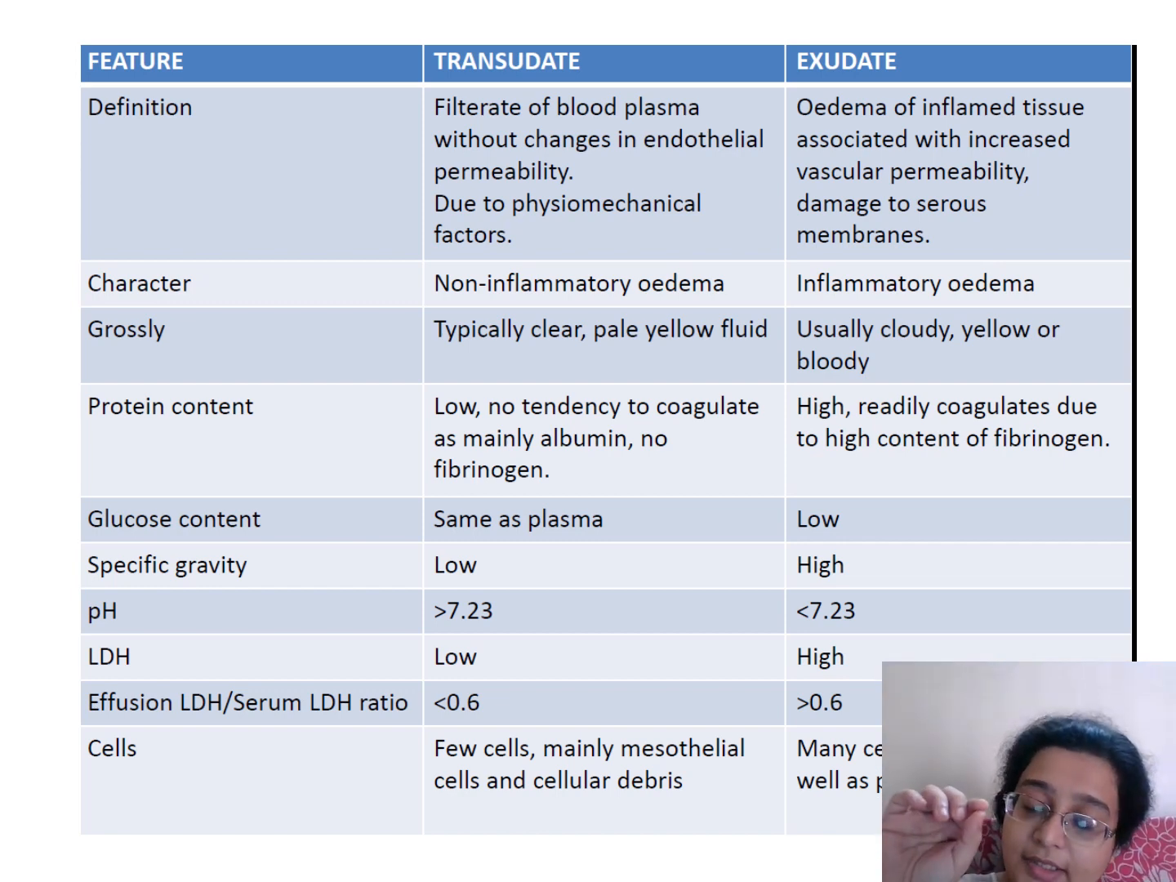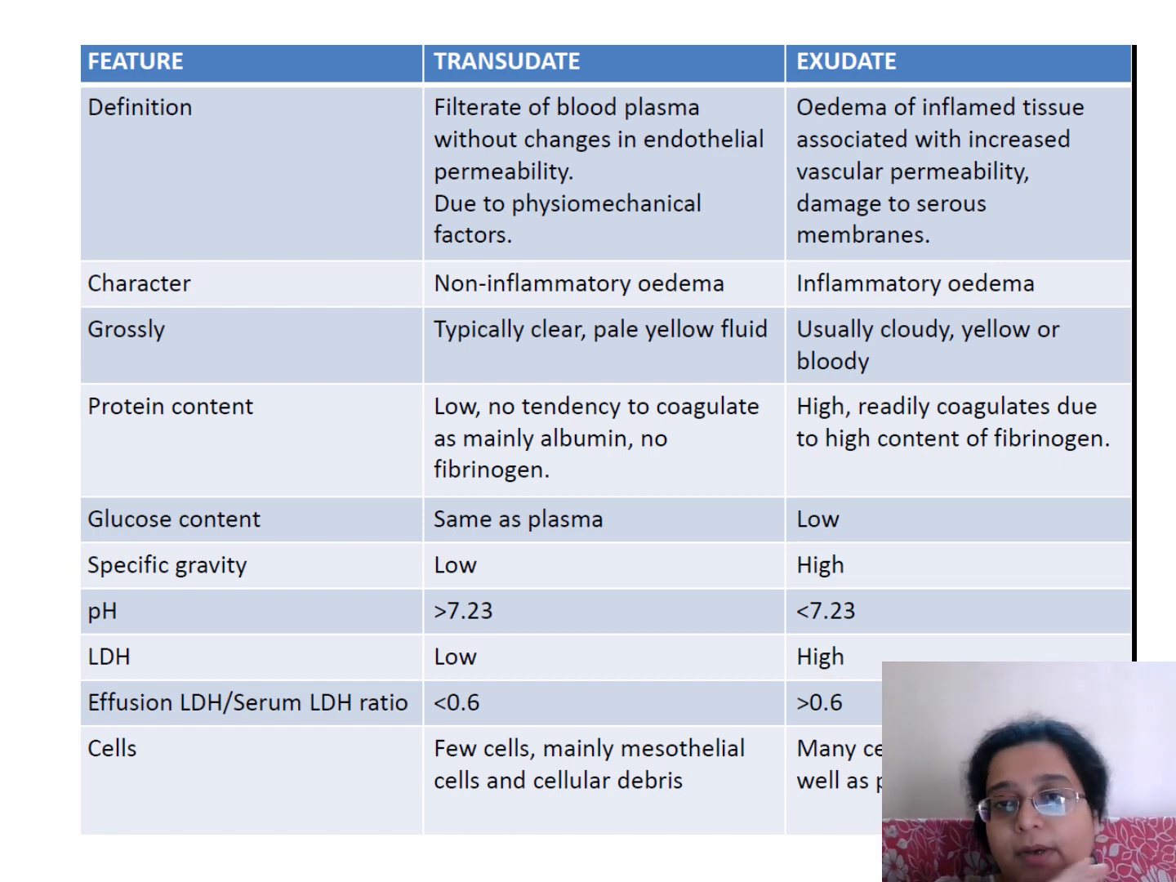Exudative is when endothelium की permeability affect हो रही है, inflammation हो रहा है, bacteria आ रही है, toxins आ रहे हैं, वहाँ endothelial damage हो रहा है, उससे fluid बाहर निकल गया. So transudative is non-inflammatory, exudative is inflammatory. Grossly, transudate is always clear to pale yellowish. Exudate will be turbid or cloudy.